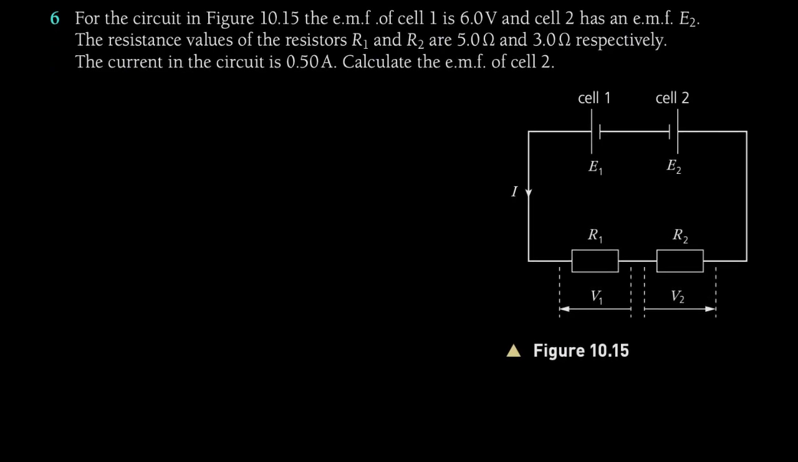Now this question: for the circuit in figure 10.15, the EMF of cell 1 is 6 volts and cell 2 has an EMF E2, right? So we do not know what this EMF is. Resistance values of the resistors R1 and R2 are 5 ohms and 3 ohms respectively. Current in the circuit is given. Calculate the EMF of cell 2. So what we then see is that there is also some current marked I.